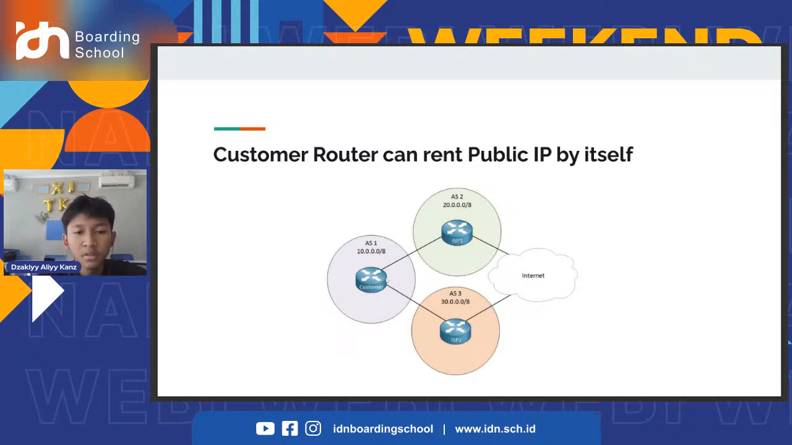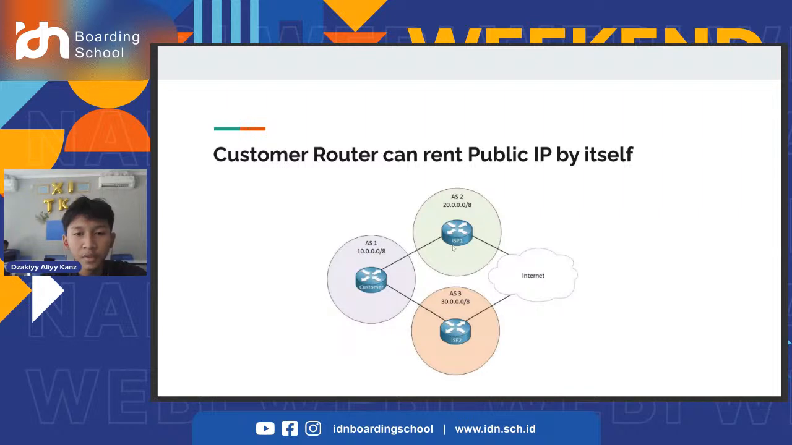Okay, I think, should the customer router have two public IP addresses from both of the ISPs? The answer is no. The customer could rent a public IP address by itself from IANA. After the customer has a public IP address, the customer could connect to one ISP, or two ISPs, or more than two ISPs.